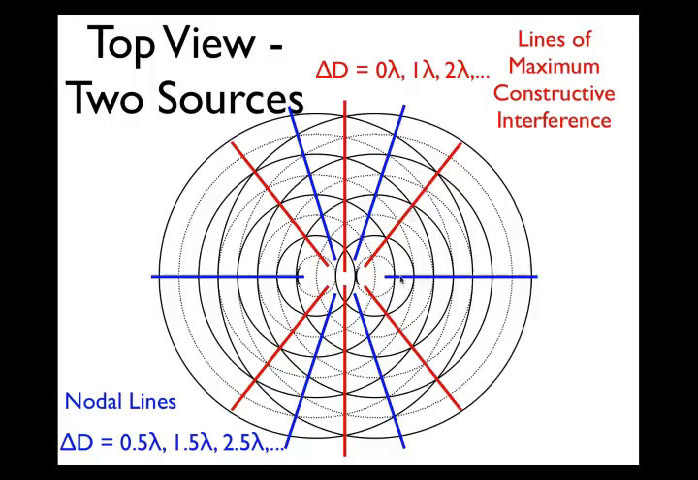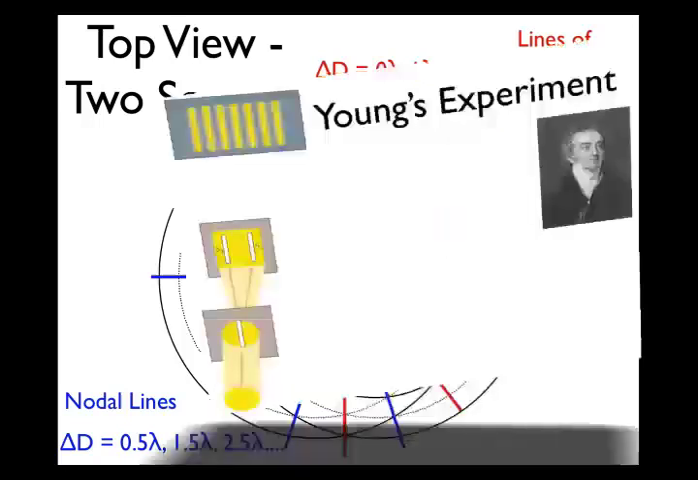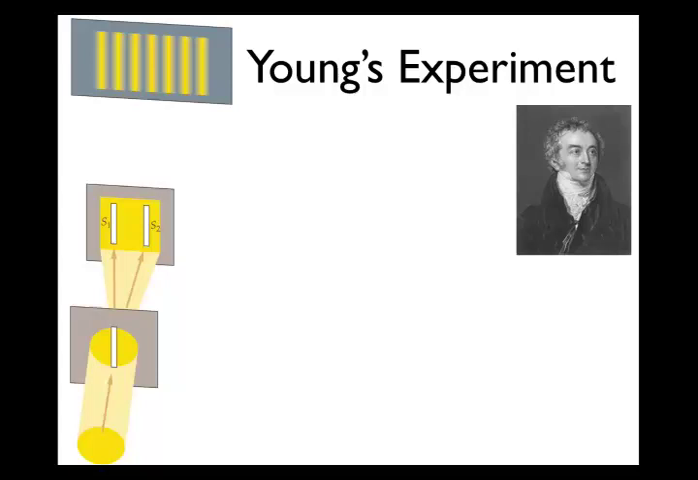Over here, I get a place where I am 1.5 wavelengths further from one than the other, and that's it for this particular pattern. But if these two sources were a little bit further apart, there would be additional lines of maximum constructive interference and additional nodal lines. Thinking about these overlapping waves can help us understand what's happening in Young's experiment.